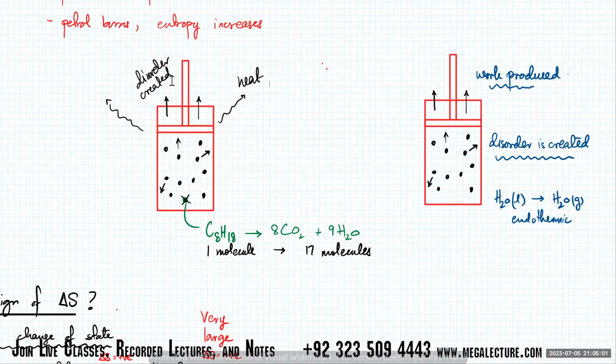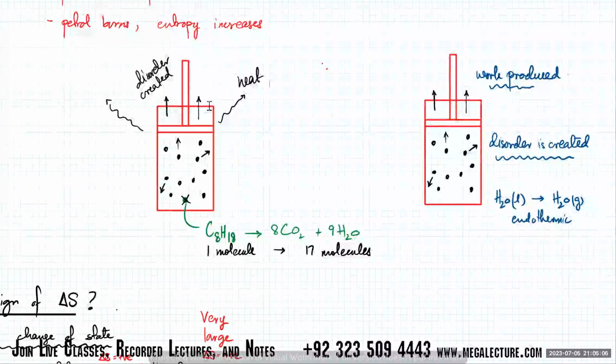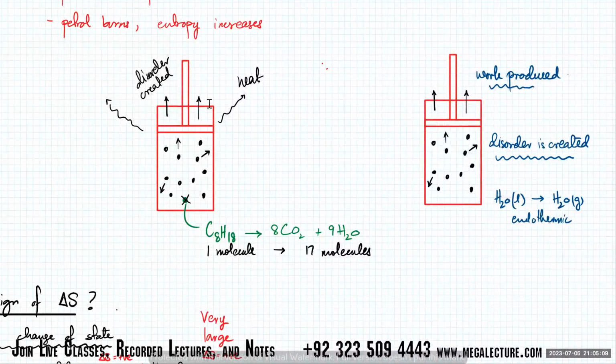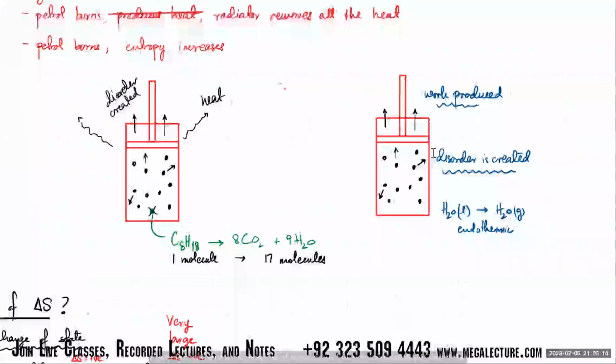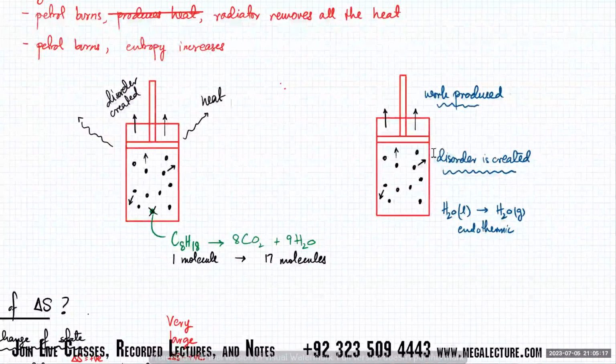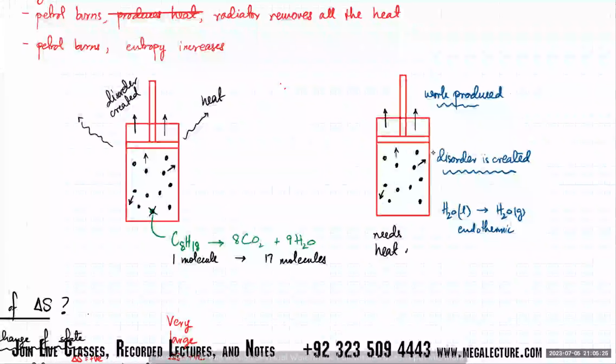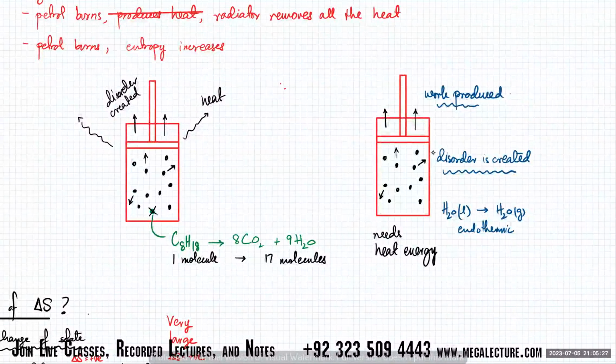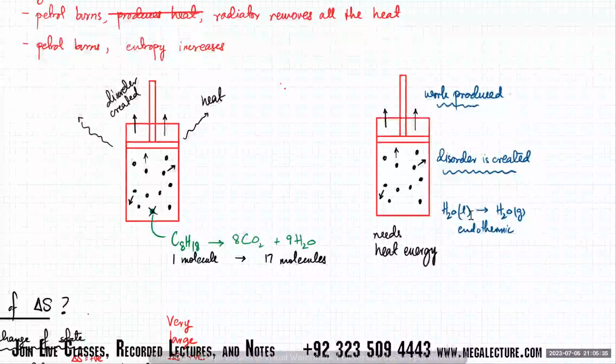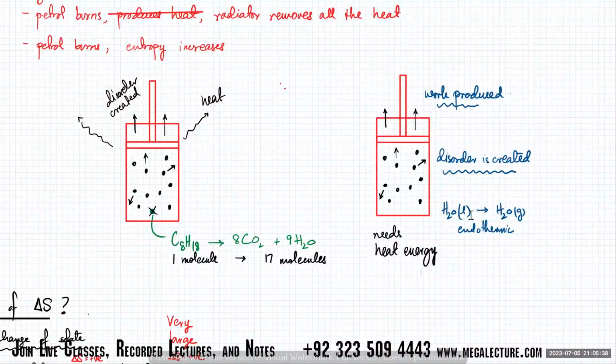Okay, how does the system produce energy? Is this clear? Asina, is this clear? Ahmed, Saad? Yes. Yes. Yeah. Okay, so on the other hand, what about the steam engine one? The steam engine one actually needs heat energy. Okay, it's an endothermic process, right? So water liquid turning into water gas, that won't happen unless you give it energy, right? But at the same time, it's producing work.